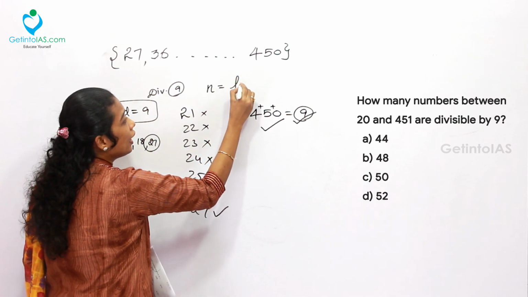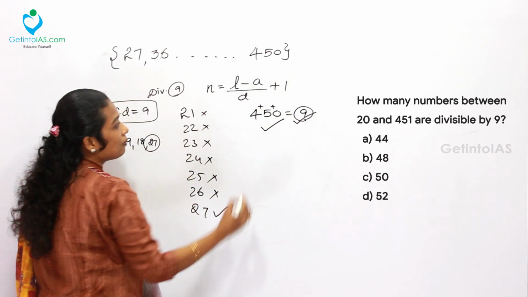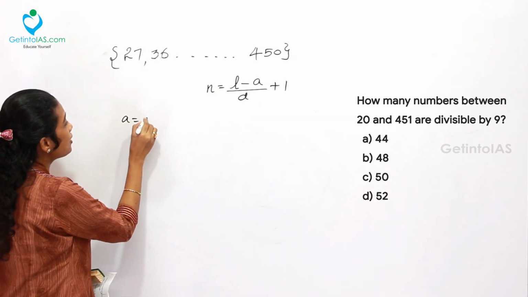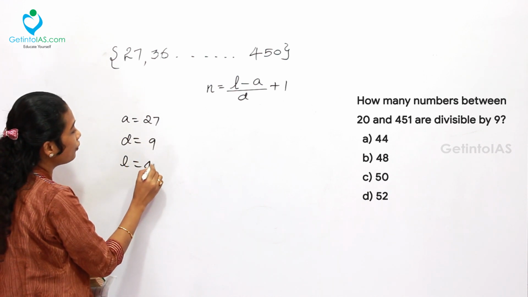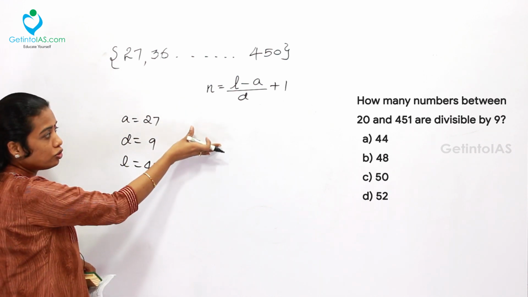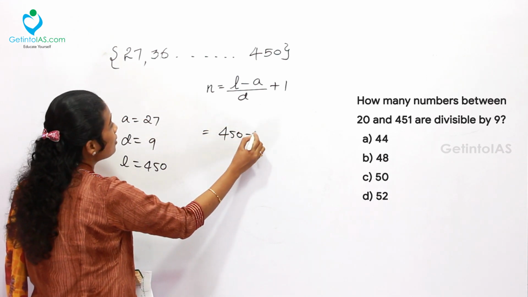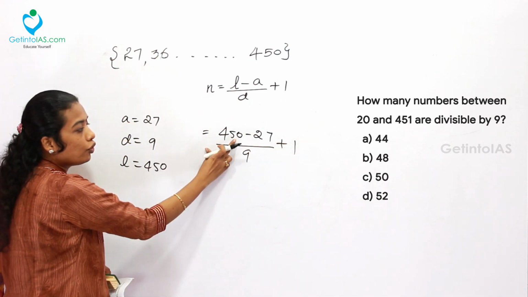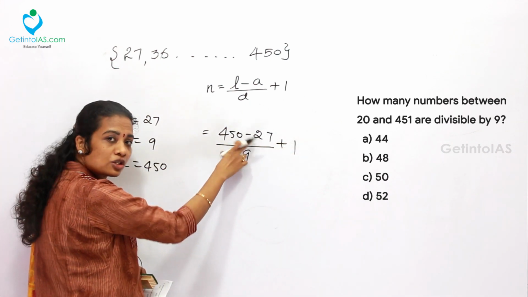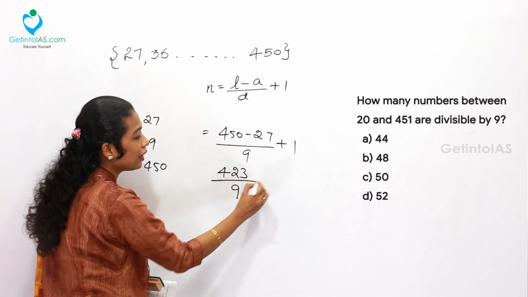n is equal to (L minus A) by D plus 1, where A is 27, D is 9 and L is 450. Now simply you can substitute these values and get the answer. L is 450 minus A is 27, divided by D is 9, plus 1. 450 minus 27 is 423, I am taking by 9, plus 1.